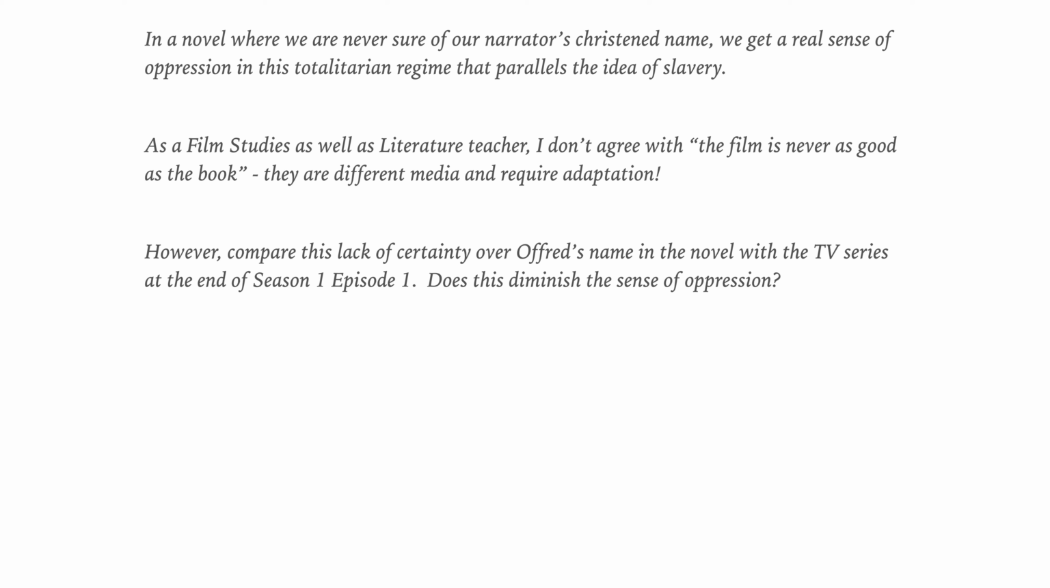I don't know if you've seen the Hulu TV series or if you can have a quick look at some clips on YouTube, but if you can get hold of the last few seconds of episode 1 of the first season, Elizabeth Moss's performance looks straight at camera, breaking the fourth wall, and very strongly asserts that her name is June. And I just wonder whether, perhaps as a point of minor criticism, that makes for a real diminishment of the sense of oppression that's captured within the novel. Just a concluding thought until next time.